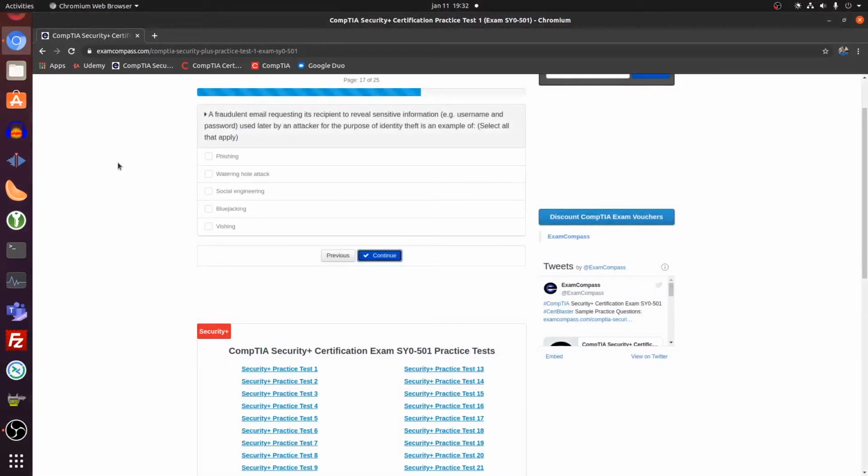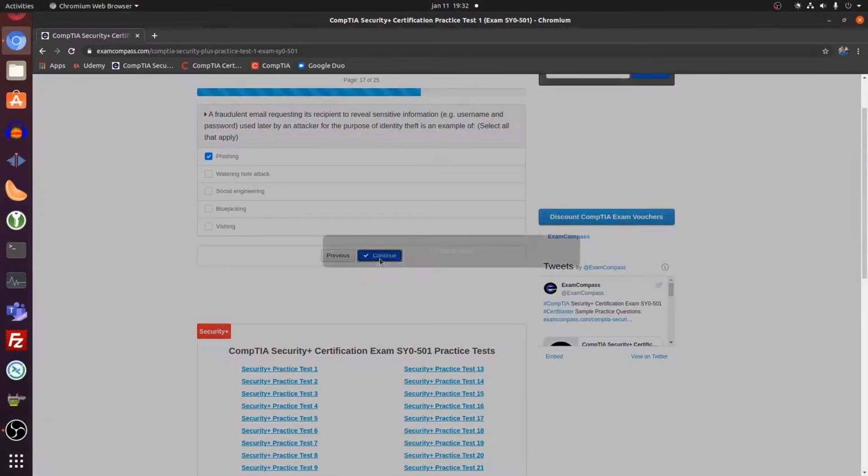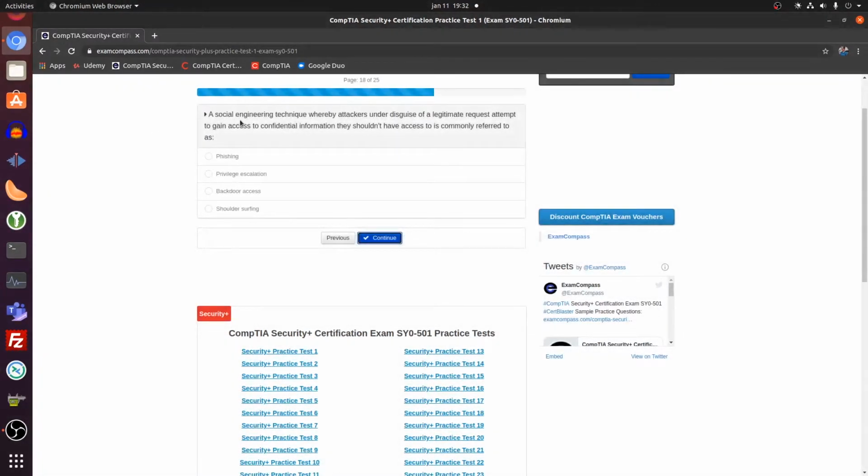Okay, moving on. A fraudulent email request. Username. That's phishing. Vishing is by telephone, the V standing for voice. So this is phishing.